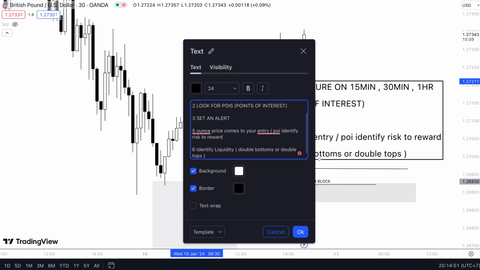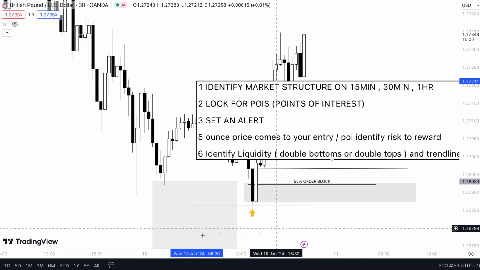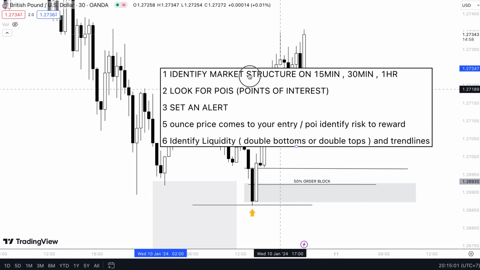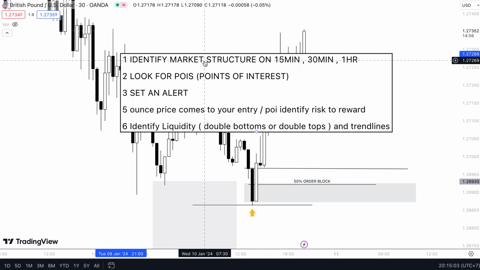Double bottoms or double tops, and trend lines. So these are the steps that I'm going to give you just to start out to help improve your trading. Step one: identify market structure on the 15-minute, 30-minute, and 1 hour.